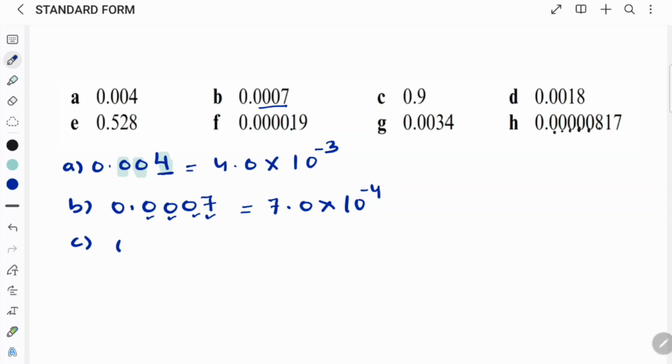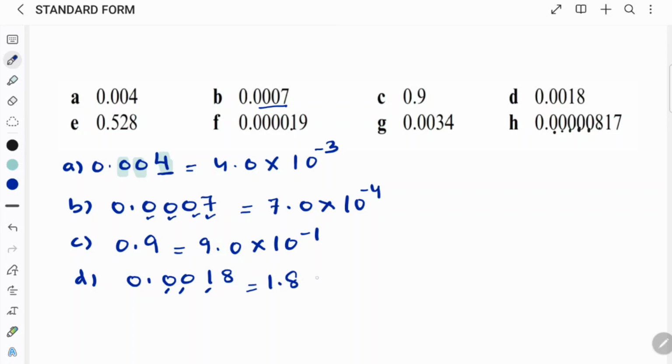Part C. Part C is 0.9. The first place, 9.0 into 10 to the power minus 1. Part D. Part D is 0.0018. So 1, 2, 3. We need just one digit before the decimal. So it will become 1.8. So 1.8 into 10 to the power minus 3, because 1 is at the third place. Okay, so 10 to the power minus 3 and the other number 8 will remain after the decimal.